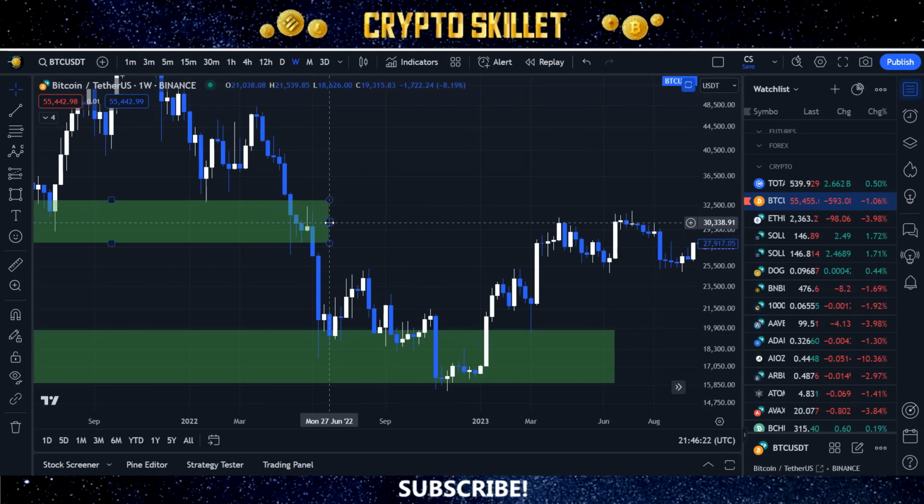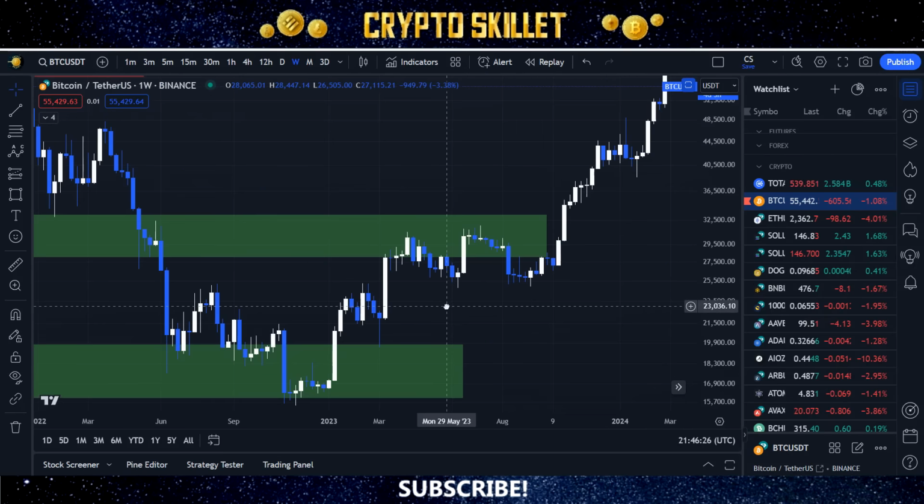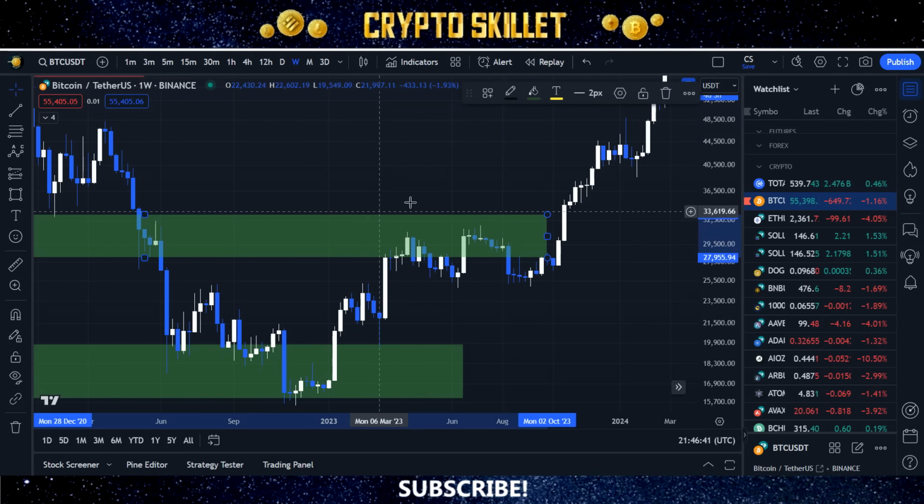Okay, so if we kind of take this zone, we move it over, you can see that this again was an area where price ended up rejecting and coming back down. So if we were in a long from this area, this would be a great place to set our target for taking profits. And I'm actually going to change this color to red because this area is now acting as resistance.